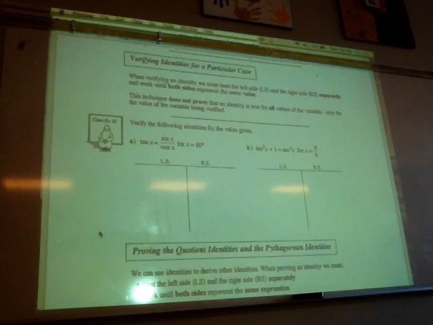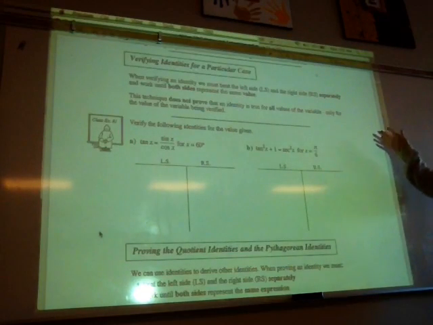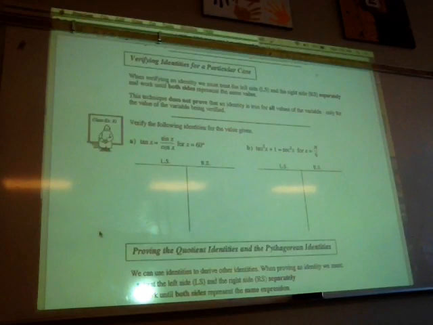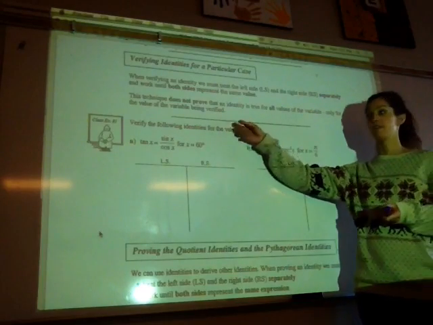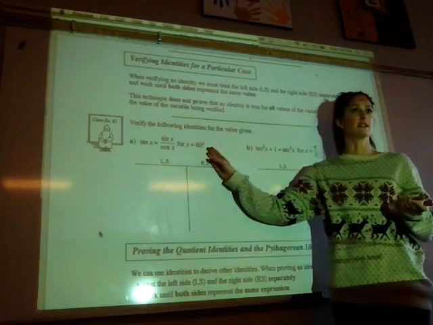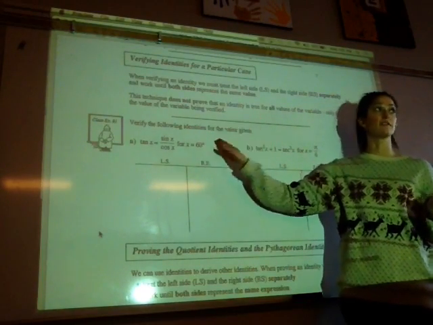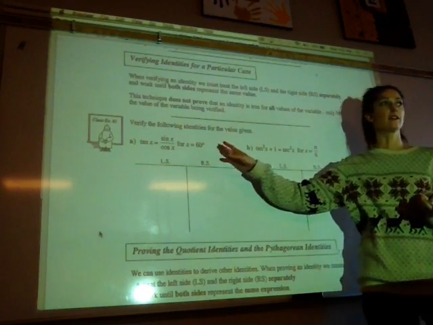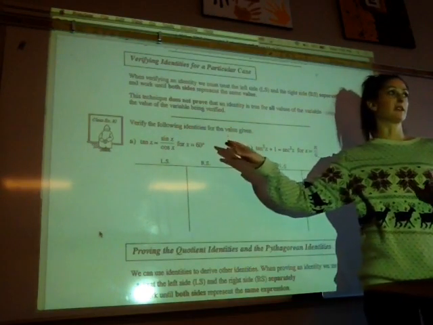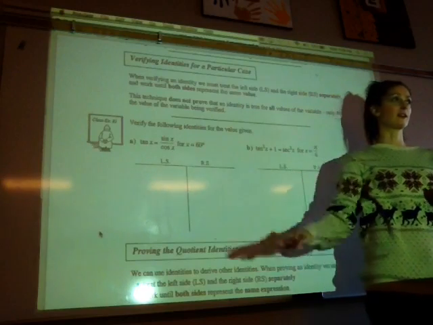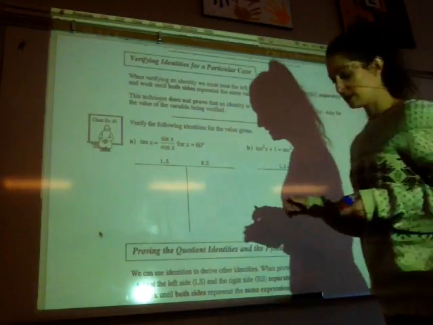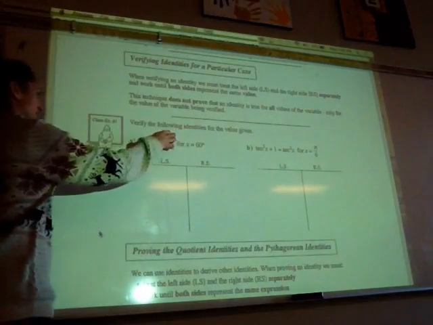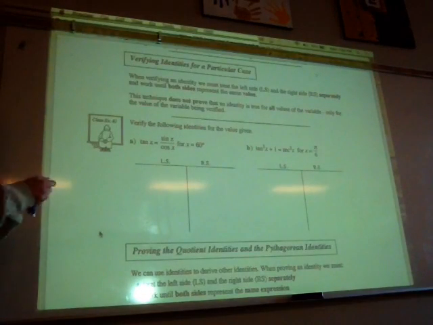In these cases, this technique does not prove that an identity is true for all values of the variable, but specifically only the value of the variable being verified. So for example, in this case, we're looking at x equals specifically 60 degrees. If we tried, say, 48 degrees or something like that, it might not necessarily work. But in this case, let's just prove that it does. So, does tan x in fact equal sine x over cosine x? Well, let's try it.